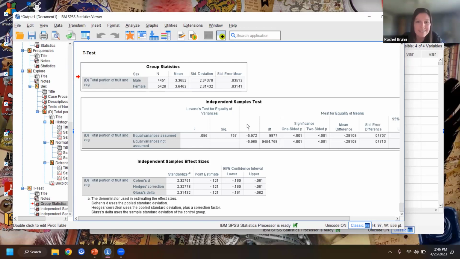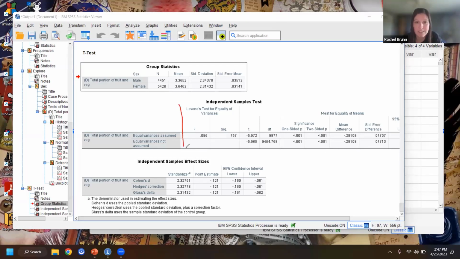In SPSS, that test is actually built into the t-test. So I don't have to do anything separate. I just run the test. But before I even look at my test, I'm going to look at the Levene's test first. So that is this little box. I'm going to grab my little annotate tools again. So that is this box and this box only.